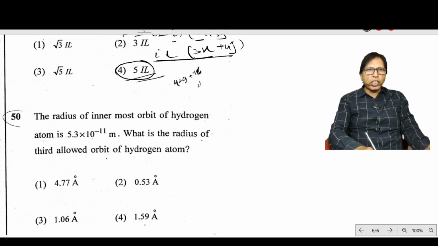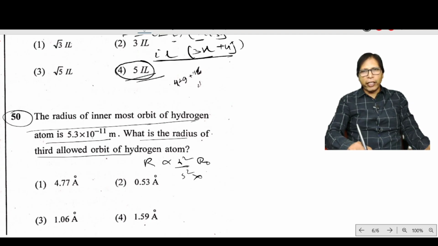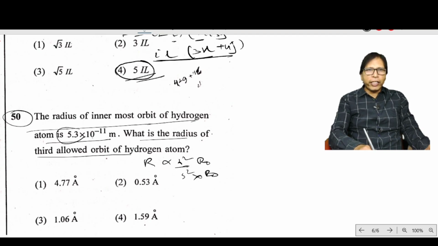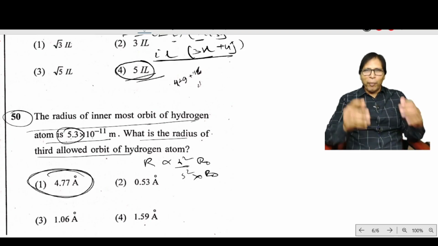Now question number 50. The radius of innermost orbit of hydrogen atom is given. The radius of the third orbit, r is proportional to n square into r naught. So this is 3 square into r naught. Now r naught is 5.3, so 5.3 into 9, and 47.7 angstrom is the answer.